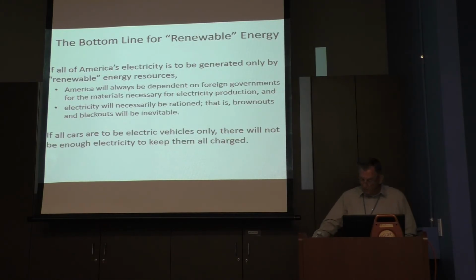So the bottom line for 100% renewable energy is if all of America's electricity is to be generated only by renewable energy resources, America will always be dependent on foreign governments for the materials, and electricity will necessarily be rationed. And if all cars are to be electric vehicles only, there will not be enough electricity to keep them all charged. So a lot of us are going to have electric vehicles permanently stored in our garages because we won't be able to charge them.